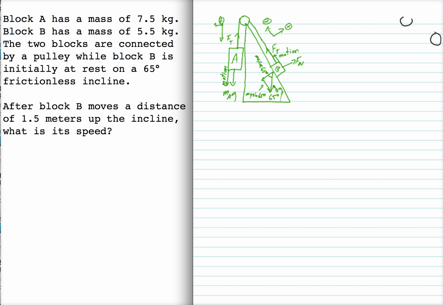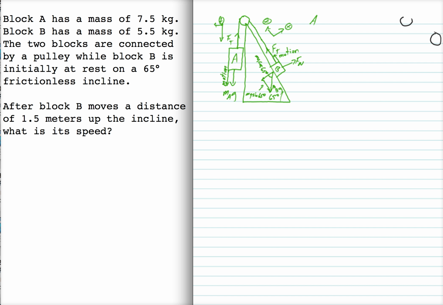Okay, so I've established my motion, I've established all the forces that are present, and I've established my sign convention. So now I'm ready to work the problem. Again, if you haven't already worked this problem using one method or the other, then you should pause the video and work it.